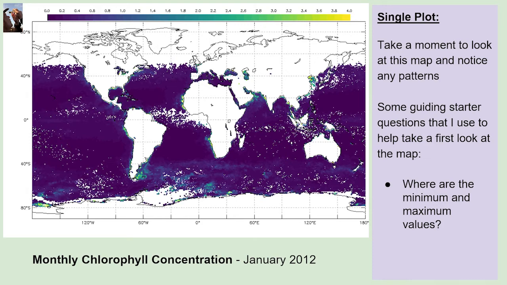Looking at this plot, the maximum values, which are in yellow, are found along some of the coasts and in the oceans south of 40 degrees south latitude. The minimum values, which are the dark areas on the map, are found in the middle of the oceans around 20 degrees south or 20 degrees north. These 2 regions are known as the subtropics.